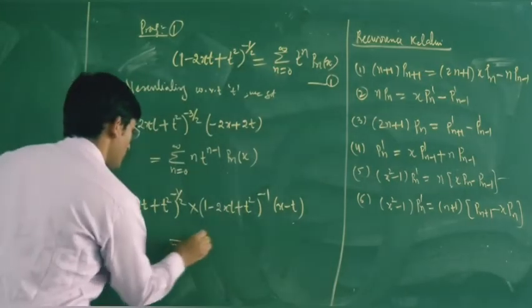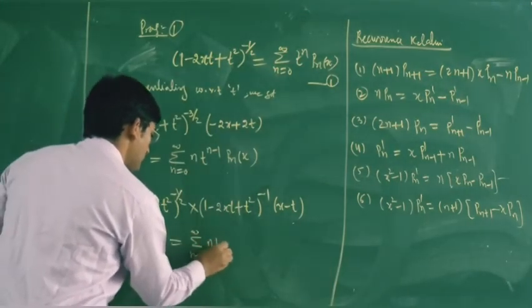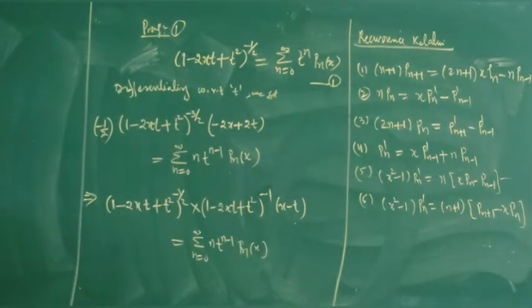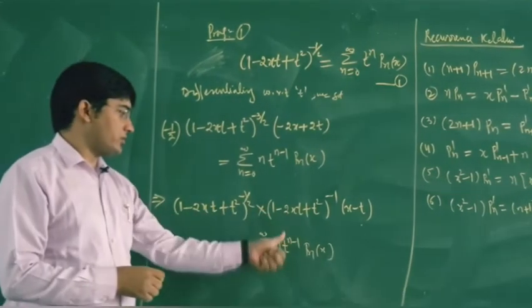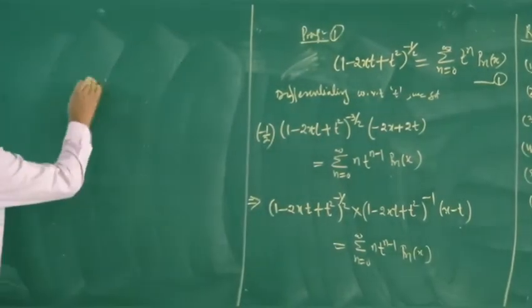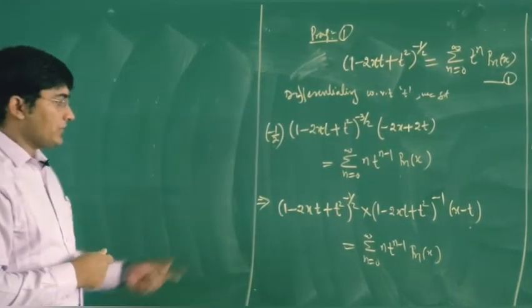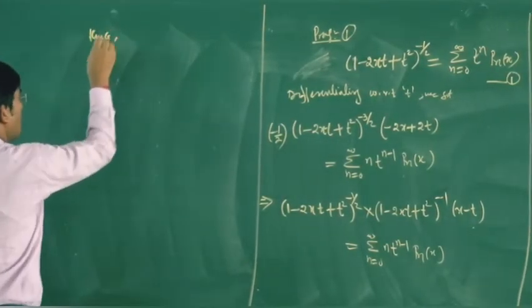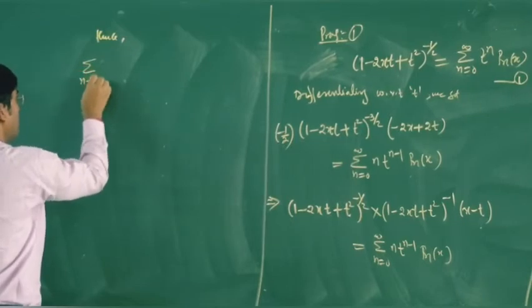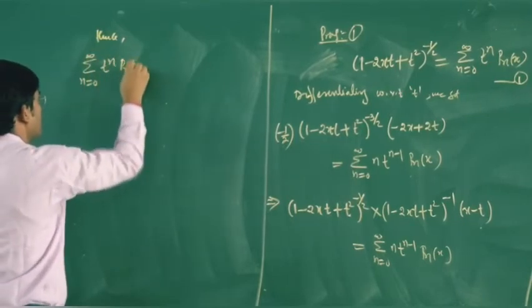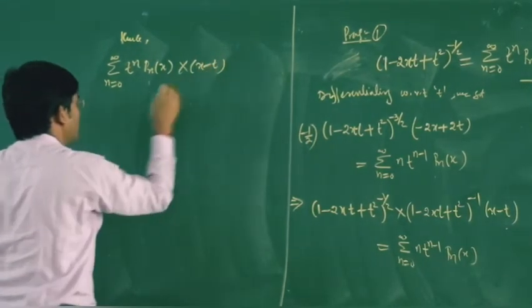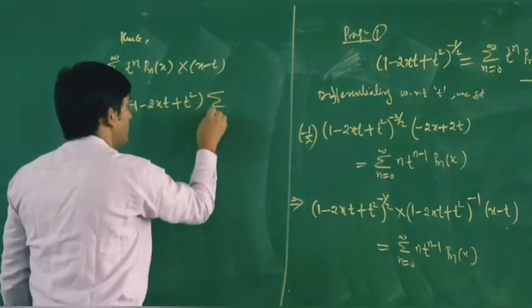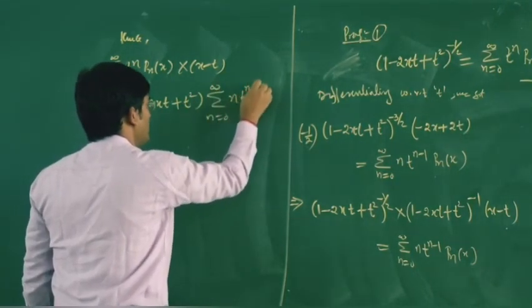Now in the right hand side we have the sum from n equal to 0 to infinity of n t power n minus 1 into P_n(x). Now this can be written as, take this power minus 1 to the right hand side, so we have (1 minus 2xt plus t square) in the multiplication. Now this power minus half can be replaced by equation number 1. Hence, with the help of 1, the left hand side is the sum from n equal to 0 to infinity of P_n(x) t power n into (x minus t). And in the right hand side we have (1 minus 2xt plus t square), then in the bracket the sum from n equal to 0 to infinity of n t power n minus 1 into P_n(x).